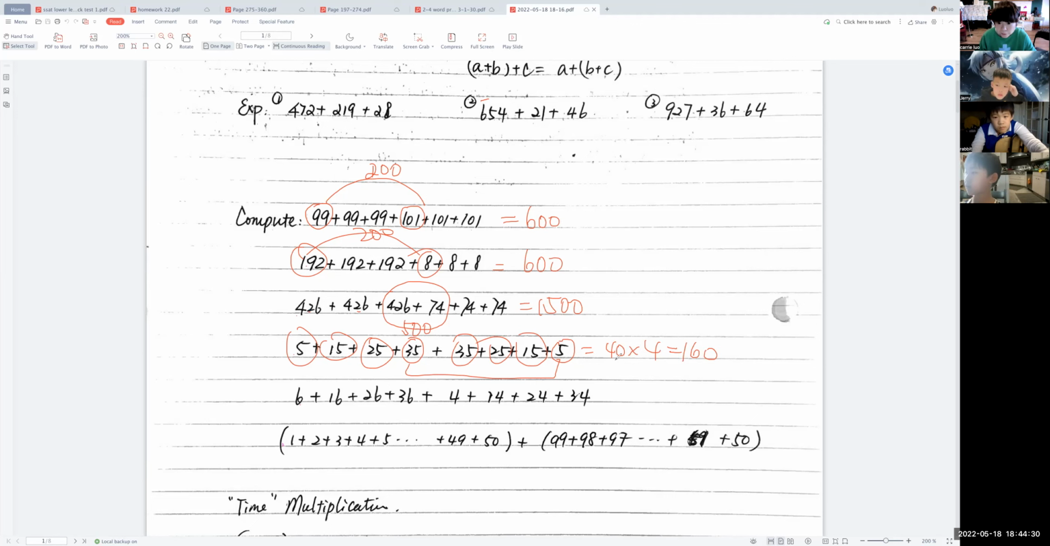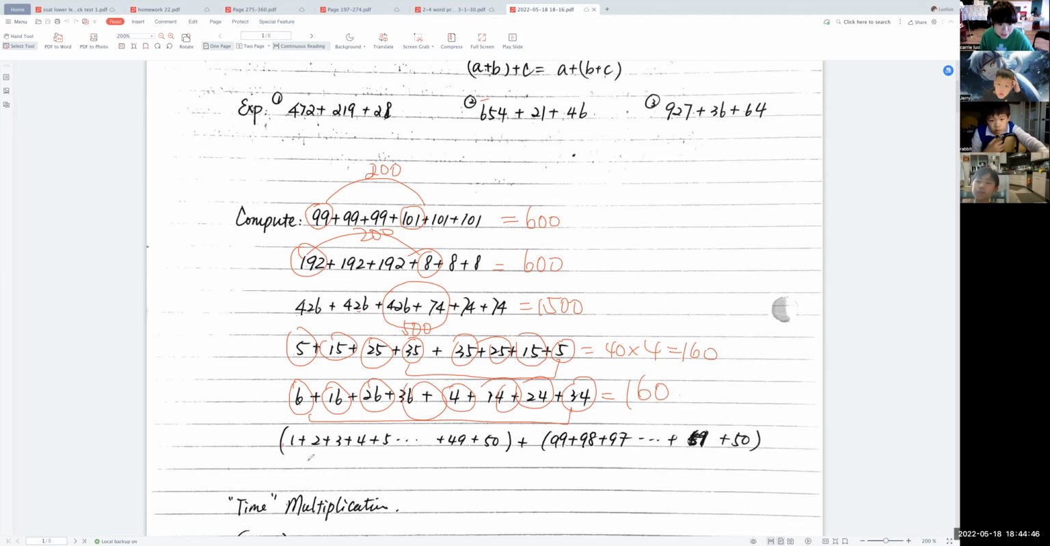Get it? Okay, this one is what? I'm going to do the 6 and 34 as 40, another 40, another 40, another 40. So it is 160 again.